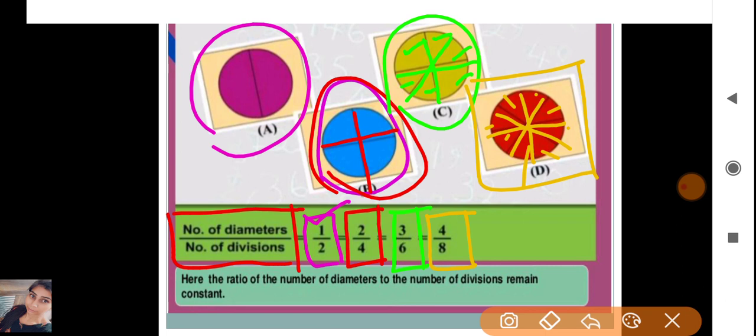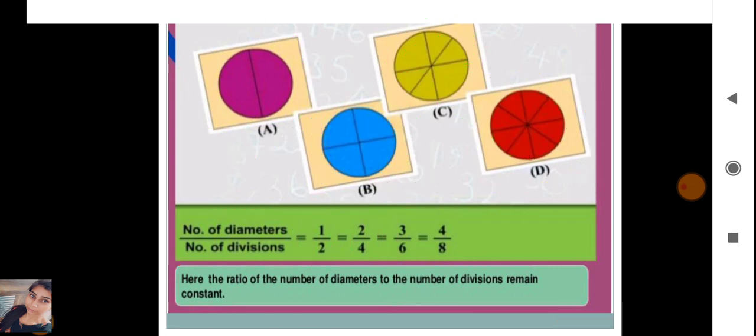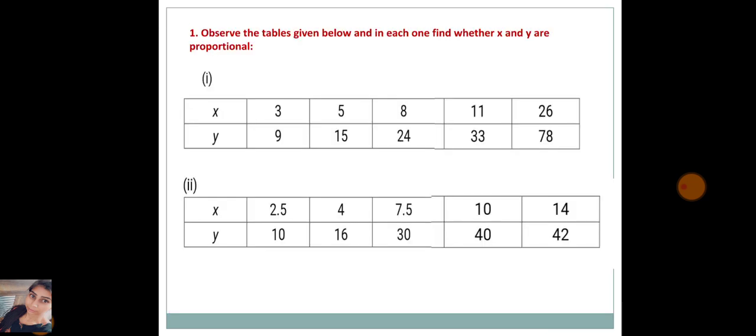Now just have a look in one part. 2 ones are 2, 2 twos are 4, 3 ones are 3, 3 twos are 6, 4 ones are 4, 4 twos are 8. Here I can see that for all these 4, I am getting 1 by 2 only. In that way, I can say that number of diameters and number of division for these 4 figures are directly proportional to each other because they are constant. We'll see some more examples from the book.